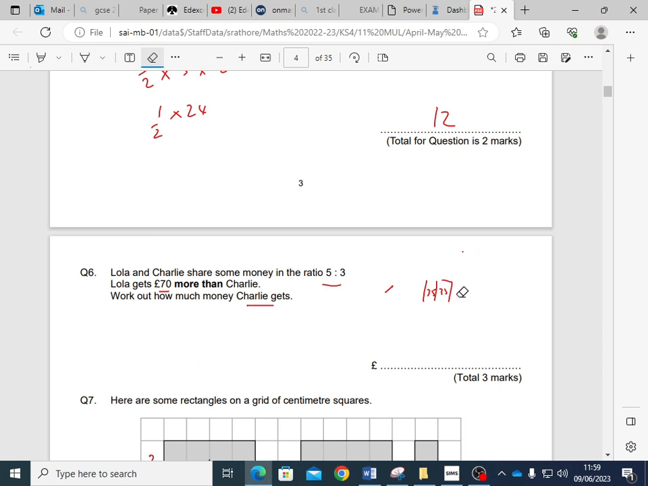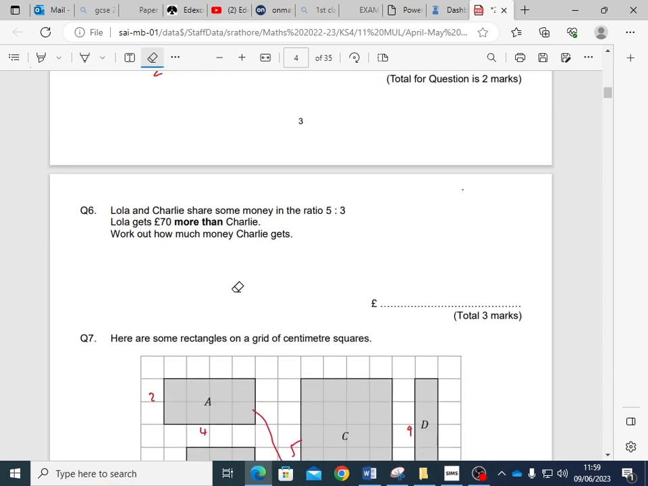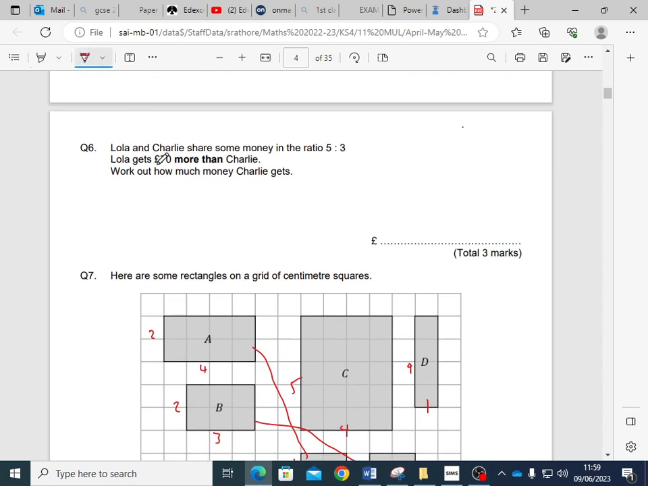Okay, so let's just have a quick read of this question. What's it saying? Now it goes here. Lola shares some money in the ratio 5 to 3. Lola gets £70 more than Charlie. Work out how much Charlie gets. So Lola, Charlie, Lola's got 5 parts. Let's just draw this on a grid. 1, 2, 3, 4, 5.